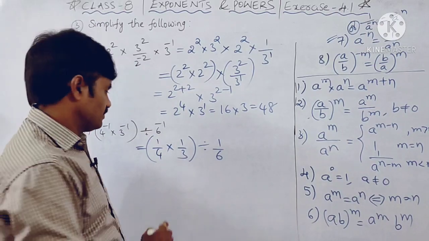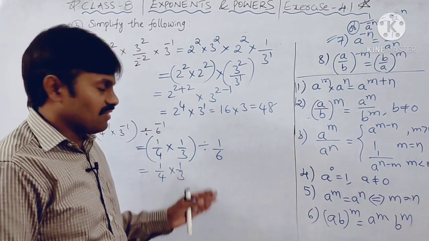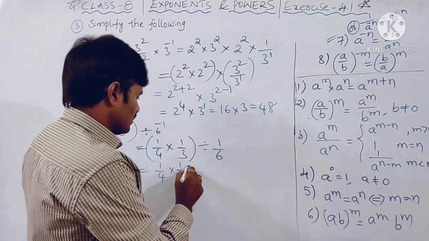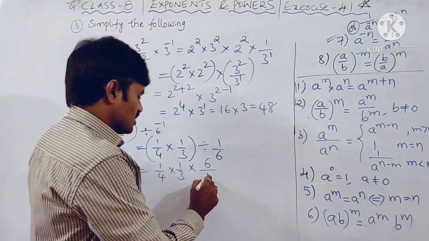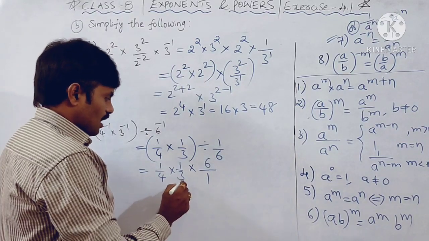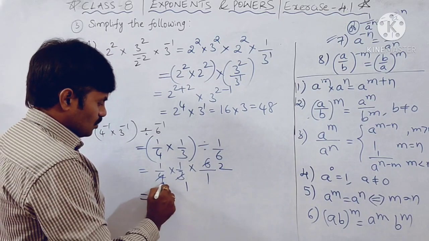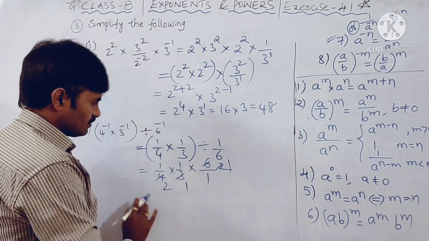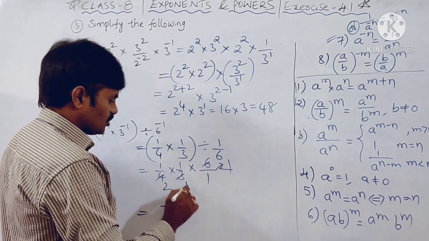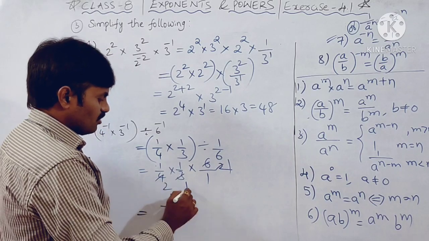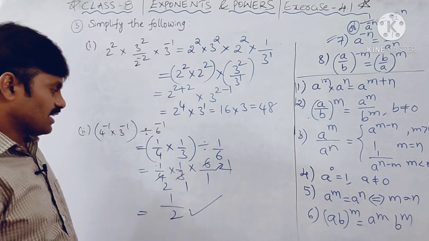Is it clear? Now see, 1 by 4 into 1 by 3, if you convert the division sign into a multiplication sign, then the divisor becomes its reciprocal, so 6 by 1. Now what is common? 3 1s are 3, 3 2s are 6. So 2 2s are 4, 2 1s are 2. So what is remaining here? In the numerator 1 into 1 into 1, in the denominator 2 into 1 into 2 into 1, so 2. So what is the final answer? 1 by 2. Okay, clear?